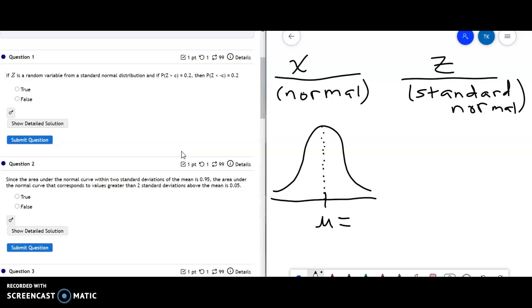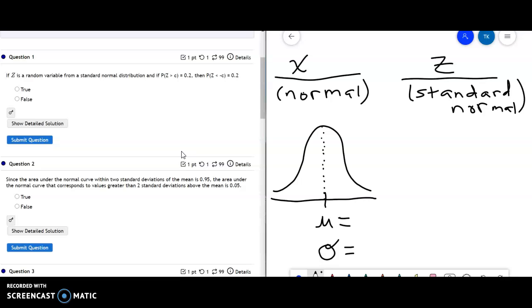In addition, an important piece of information for this curve is your sigma, your standard deviation. And again, that sigma could be any number, whatever the story tells you it is. Could be 2, could be 27, could be 35.8. It could be whatever number. And that sigma is going to tell you how spread out or how clustered close together this bell curve is.